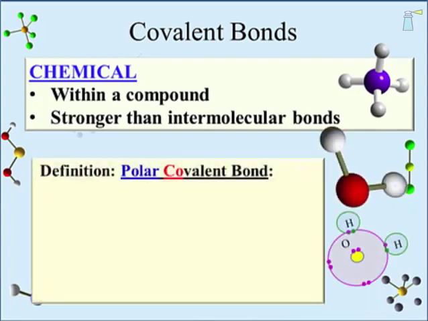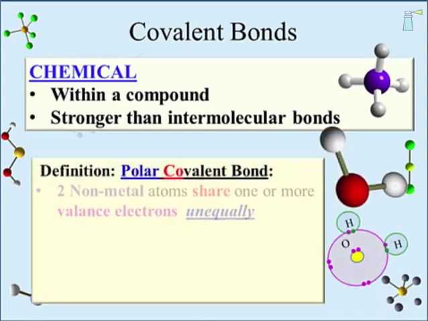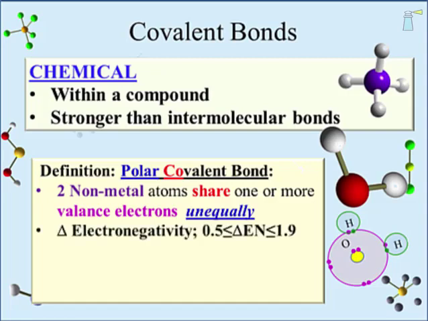is the polar covalent bond. It too occurs with the sharing of some valence electrons between 2 nonmetal atoms. But the sharing is done unequally. The shared electrons spend more time around one of the atoms, a topic covered later in the lecture. Polar covalent bonds are formed when the difference in electronegativity between the 2 atoms is between 0.5 and 1.9.